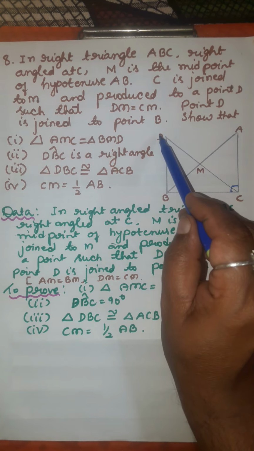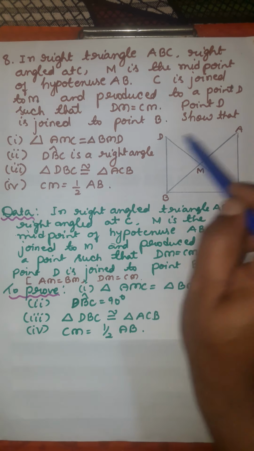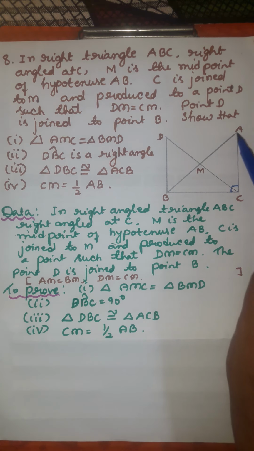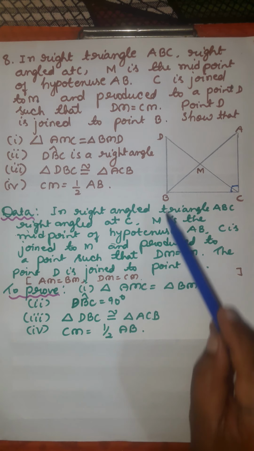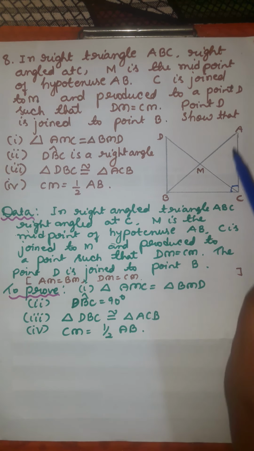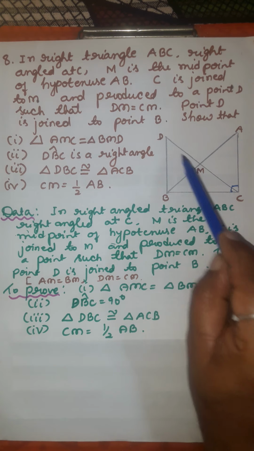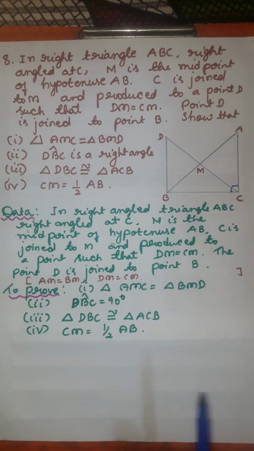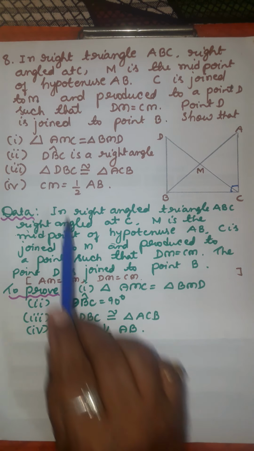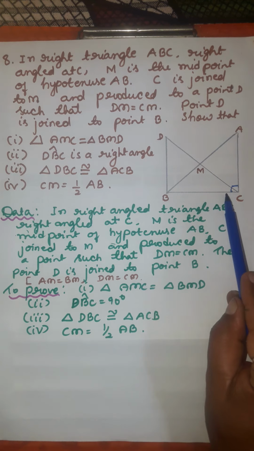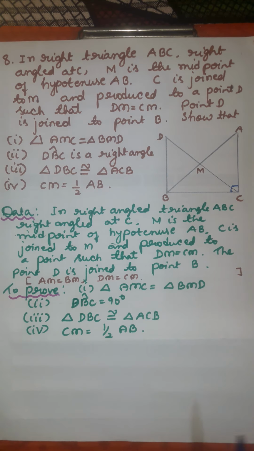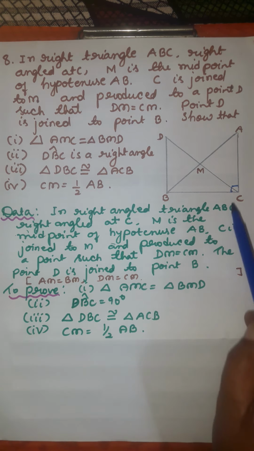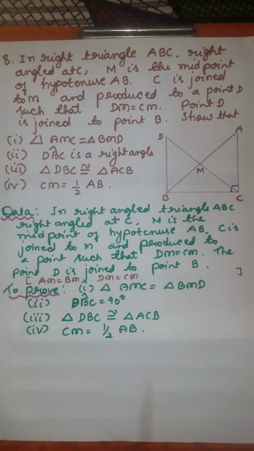Then point D is joined to point B. So we will get the required complete diagram. What we have to show? Triangle AMC is congruent to triangle BMD. We have to prove that. Then we have to prove angle DBC is a right angle. Right angle means 90 degrees. Third, triangle DBC is congruent to triangle ACB. This also we have to prove. Then we have to prove CM is equal to half of AB. This also we have to prove.